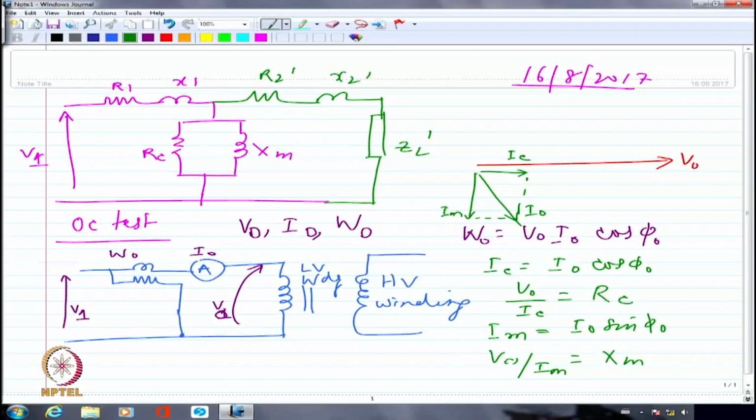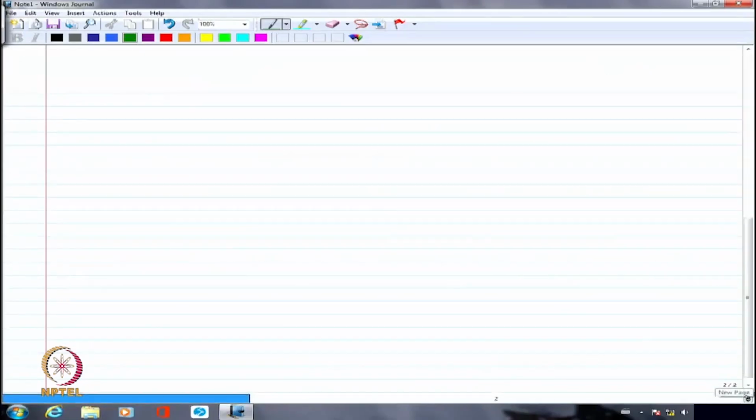I am not loading the transformer, I have kept the secondary on open circuit. That's the reason this is known as no load test or open circuit test. Incidentally, the same circuit can be used for determining VH loop, but with a little bit of modification. So we are actually looking at the transformer under open circuit condition. So I am still showing the transformer under open circuit. The secondary is on open circuit.